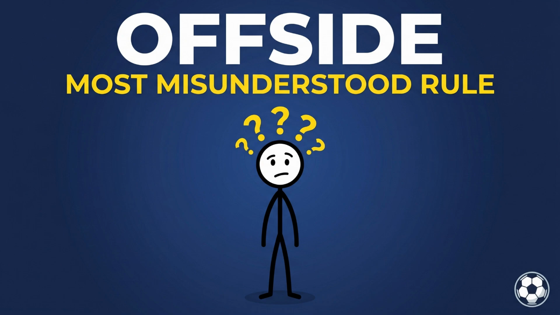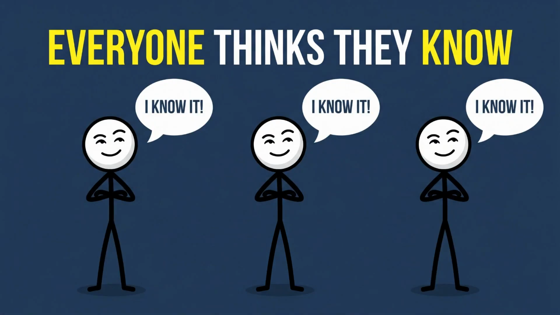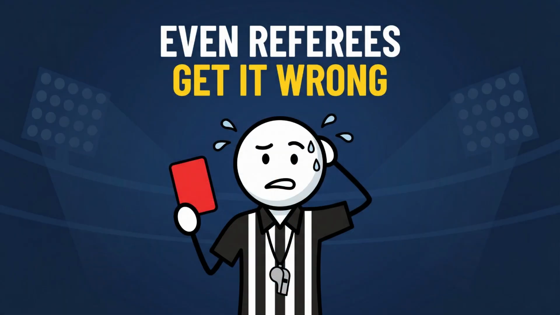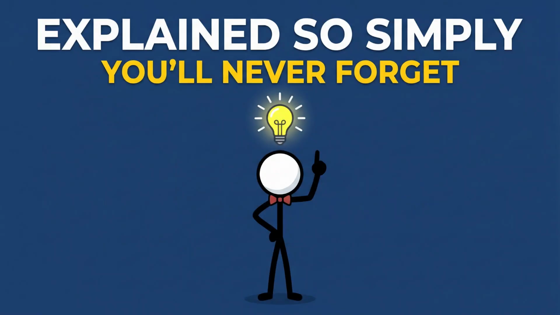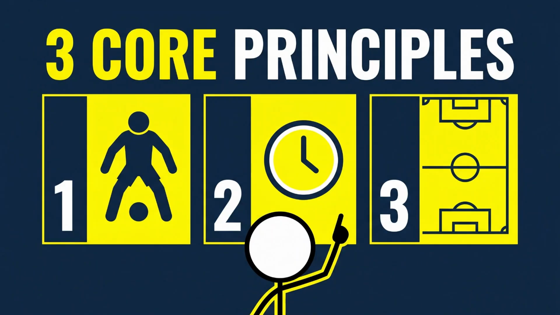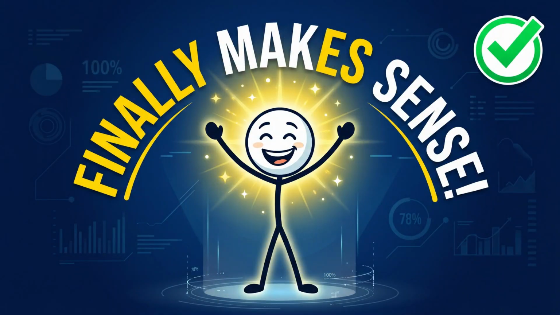Offside is the most misunderstood rule in football. Everyone thinks they know it. Most people get it wrong. Referees get it wrong. VAR checks it frame by frame and fans still argue about it. Here is offside explained so simply you will never forget it. 3 minutes, 3 core principles, 1 rule that will finally make sense.